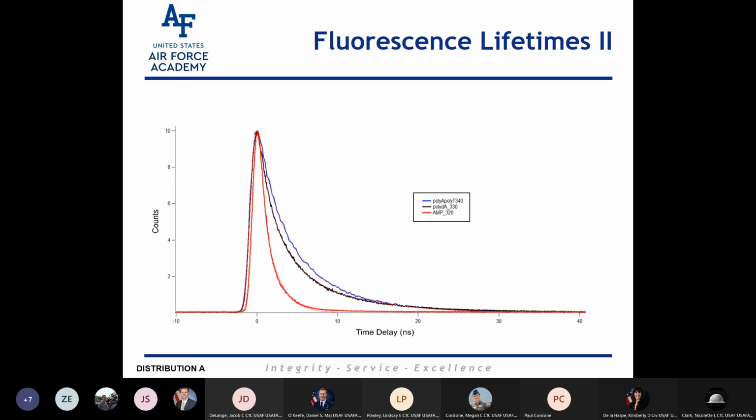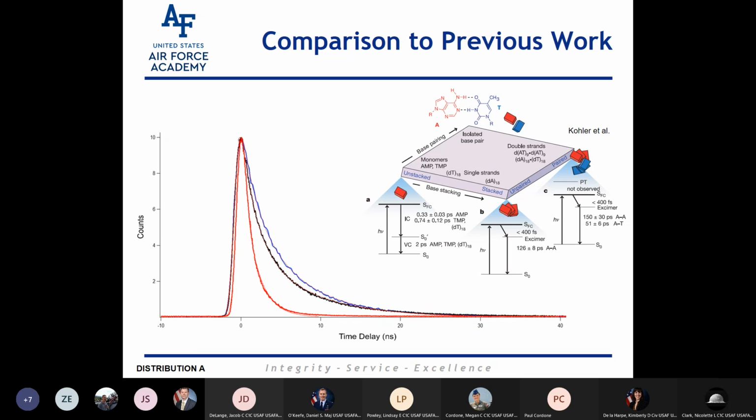So here's our time-correlated single photon counting response function that we got from the data, and then we process it to fit a function to find the lifetimes again. In red, that's our smallest increment, basically just one nucleotide by itself. Black is our poly-A, so just a single polymer. And then the blue curve is our duplex, so getting more complex as we move up. What's very interesting is we can compare it to the previous work done by Kohler in solution and find that our results are consistent.